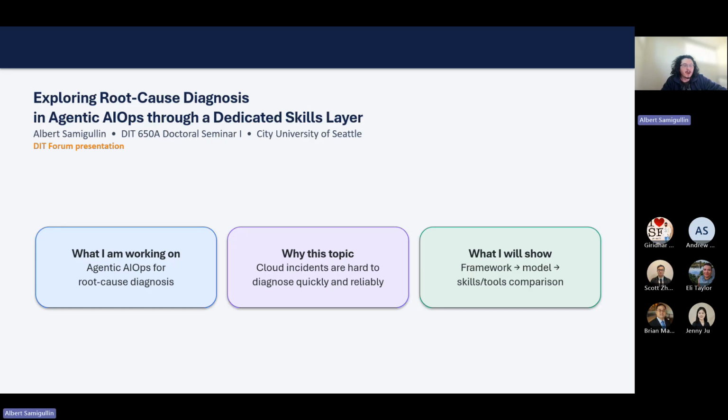The previous model I'm taking as a base, as a foundation for my work. This model wasn't tested at all. The work stays at the framework level. Basically, they just share their vision of how agentic AIOps should look.